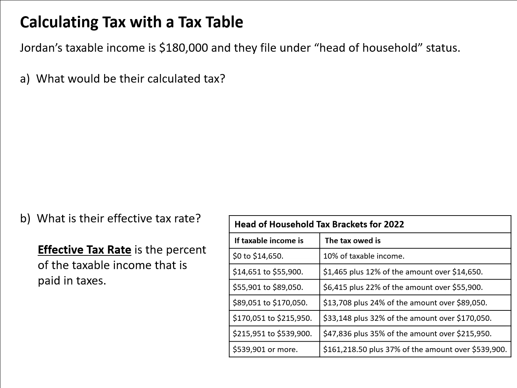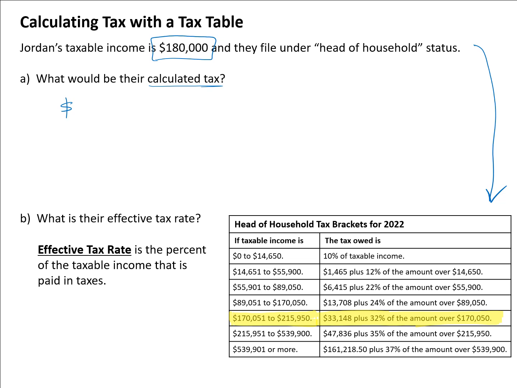Let's do another example. Here we have Jordan's taxable income as $180,000. And let's say that Jordan files under head of household status. What I have here is the head of household status tax table. Let's work out what their calculated tax would be. All right, first we need to find $180,000 in our table. So $180,000 would actually be five entries down in the tax table. It would be between $170,051 and $215,950. So if we look across in the table to the formula it gives us for this tax bracket, I would be needing to use this calculation.